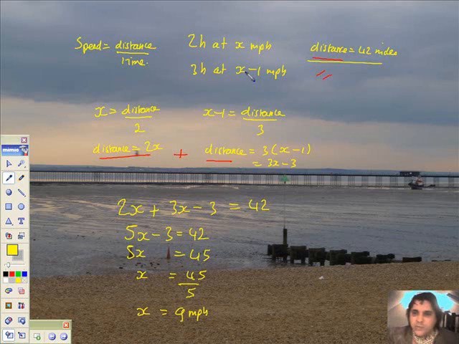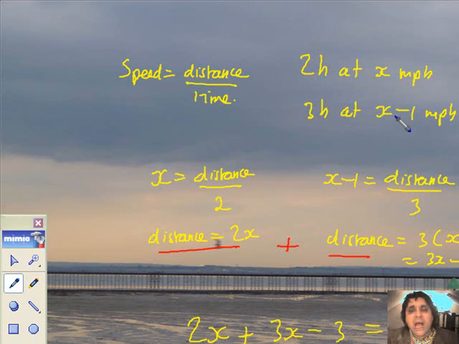So the original speed was 9 miles per hour, and for the next 3 hours he went at 8 miles per hour, because 9 take away the 1 is 8. Doesn't ask us for that. It just wants us to find x. That is really tricky. Too hard for grade D, definitely. It's at least grade C.